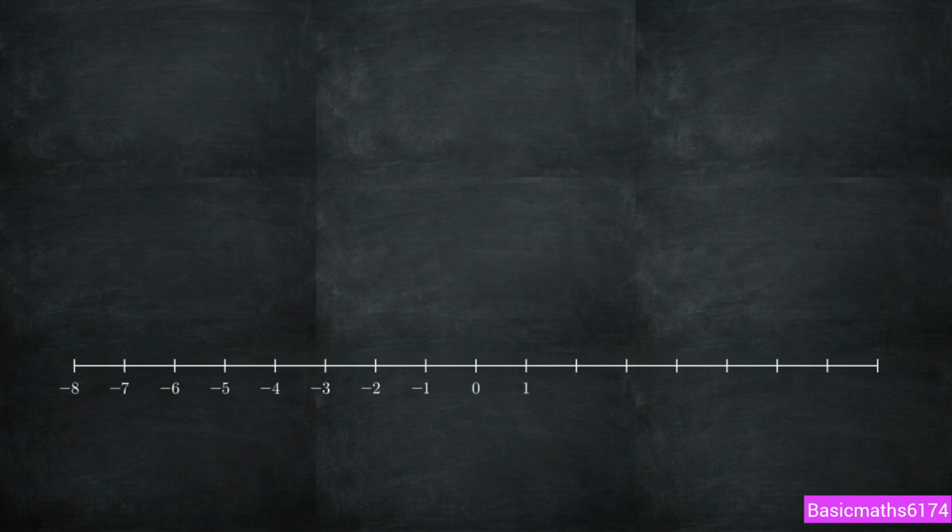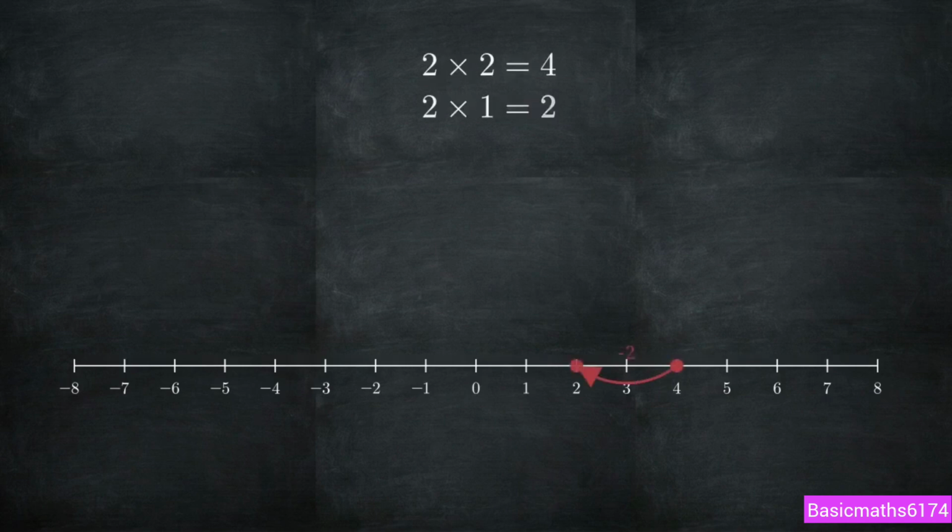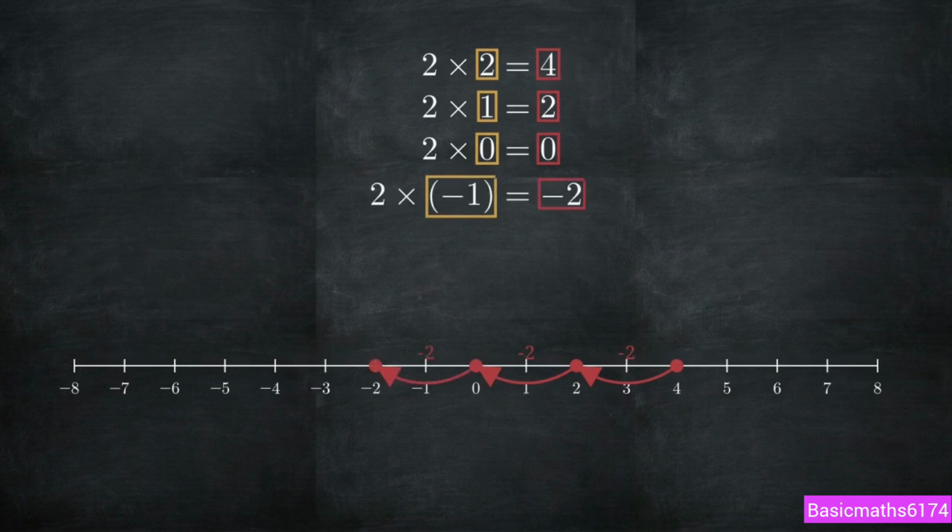Moving away from the physical world, we can look at the internal logic of numerical patterns. 2 times 2 is 4. 2 times 1 is 2. 2 times 0 is 0. The pattern is consistent. Every time the multiplier decreases by 1, the result drops by 2. Following that rule into negative territory, 2 times -1 must be -2.